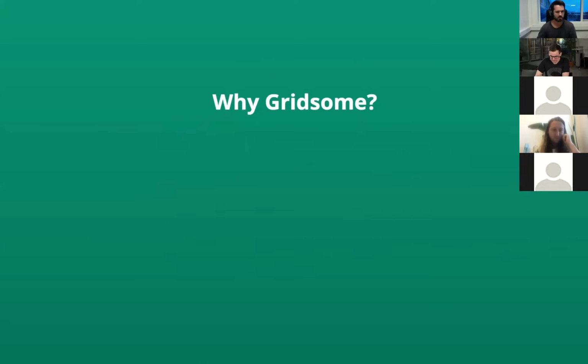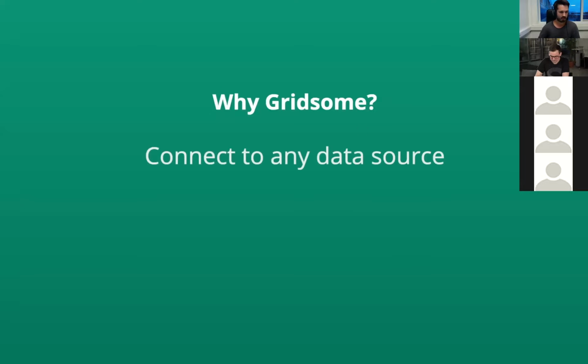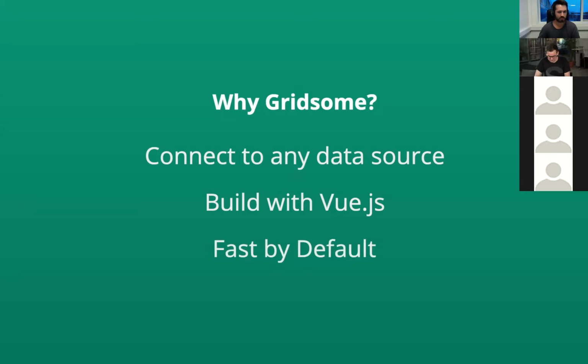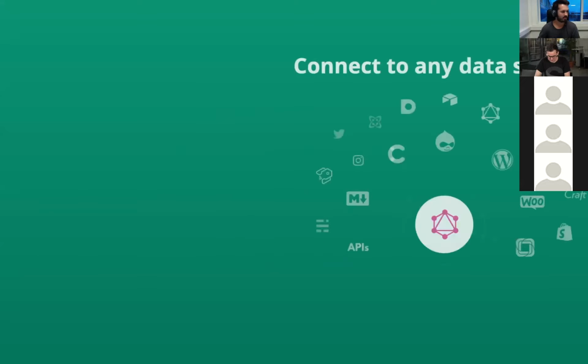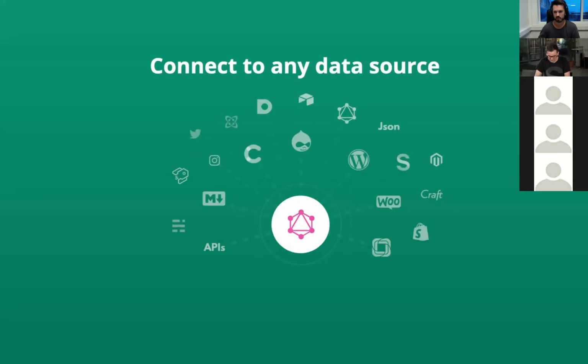Yeah, so why Gridsome? It's like Gatsby, so you can connect to any data source. You build with Vue. It's fast by default. So I'm going to talk about those three topics in these slides. So you connect to any data source and you pull data into a local GraphQL data layer. The data layer is just temporary, so it's only available in development mode.